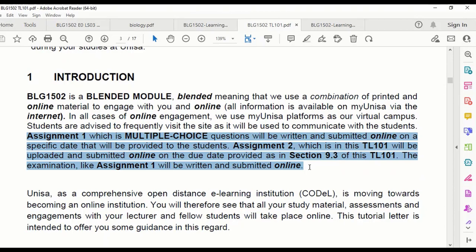You should be able to be in line with those and catch up with those. So that also goes to assignment number 2, which will be uploaded and submitted online on the due date.